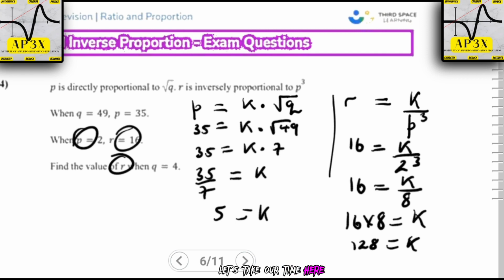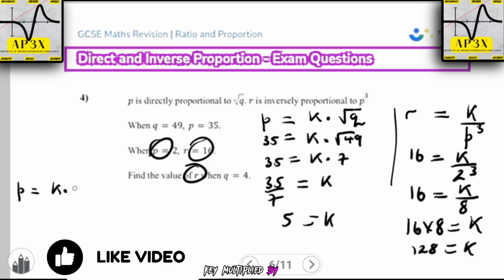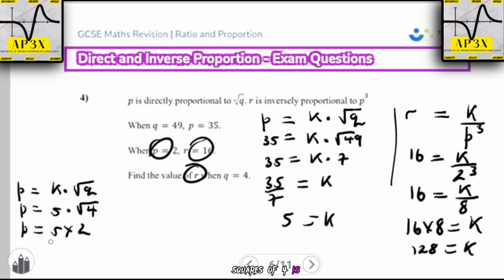All right, let's do it. Let's take our time here. Let's find P over here by using Q to be 4. So P is equal to K multiplied by the square root of Q. So P is equal to K, which we have already obtained to be 5, multiplied by the square root of Q, which is 4. So P works out here to be 5 times 2. Square root of 4 is 2. So P here works out to be 10.